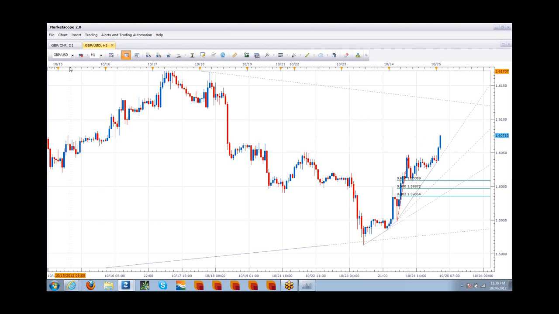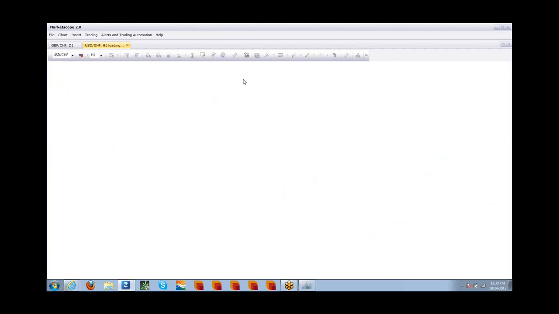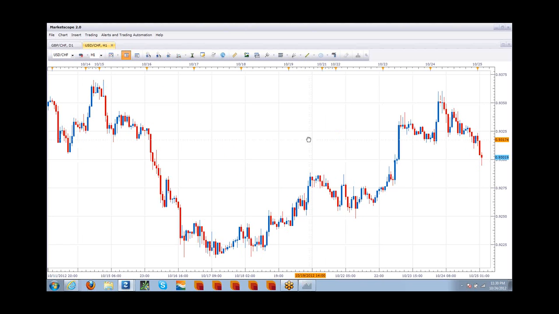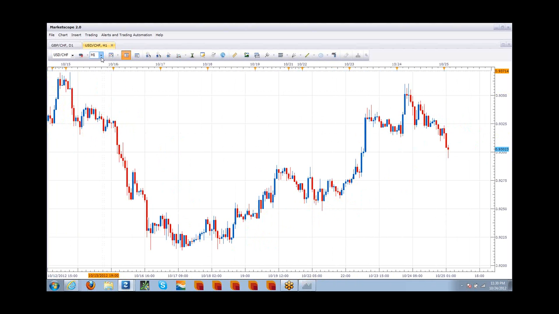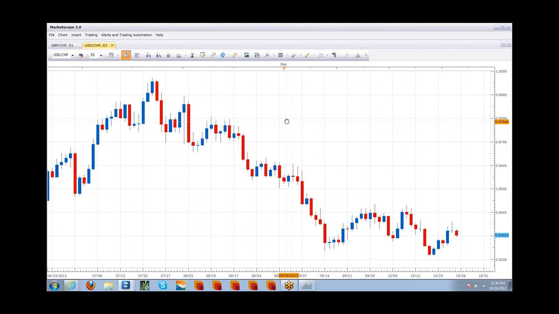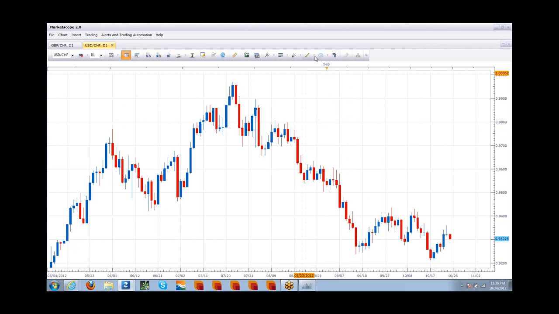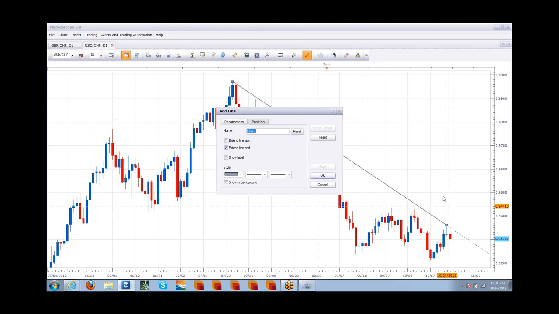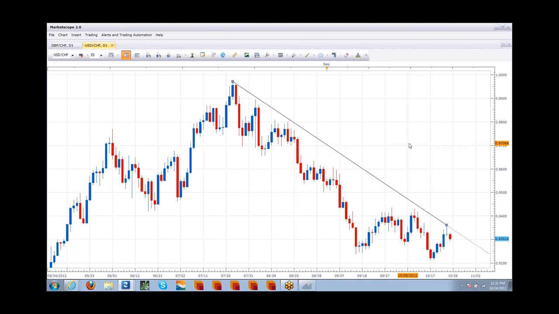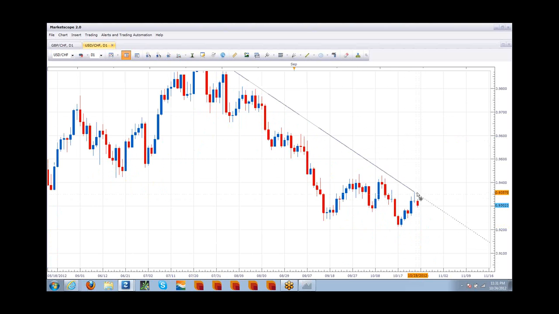All right, next one, please. Last one, dollar Swiss. Okay, so here's the dollar Swiss. Overall trend is down. Here, lower lows and lower highs, and currently in a retracement. Just finished retracement in an area of supply. Right now, the bears are in control.